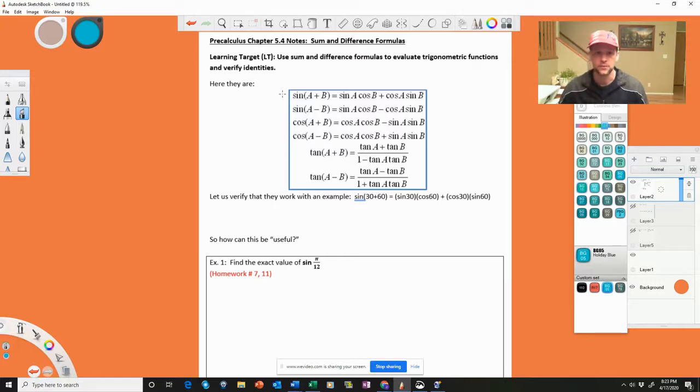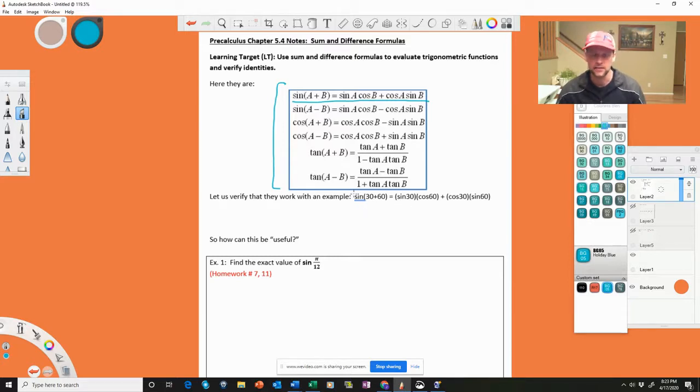First of all, here are the 6 formulas. And I'm going to give you a numerical demonstration of this first one. So for example, the sine of angle A plus angle B equals the sine of A times the cosine of B plus the cosine of A times the sine of B. You'll see this in calculus on occasion, and so you just need to be able to work with it. Let me give you an example.